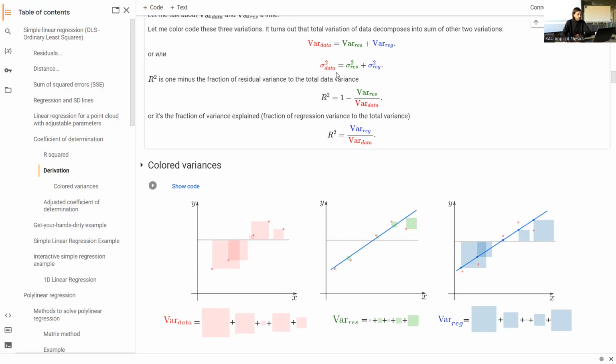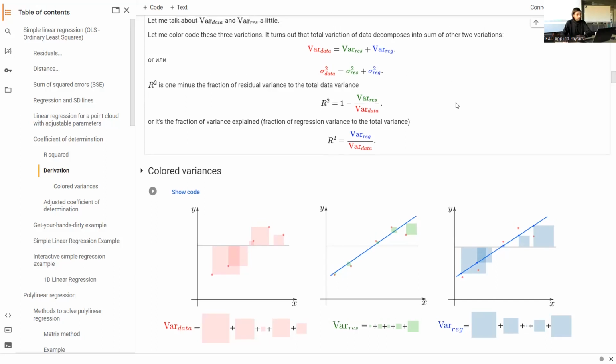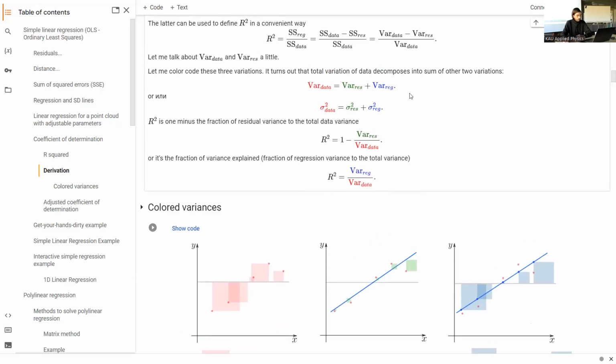Of course, you can write that in terms of sigmas, and you have something like the triangle equality for right triangles. I guess the Pythagoras theorem. So the square of sigma data is equal to the sum of squares of sigma regression and sigma residues. So this is a crucial part, let's say.